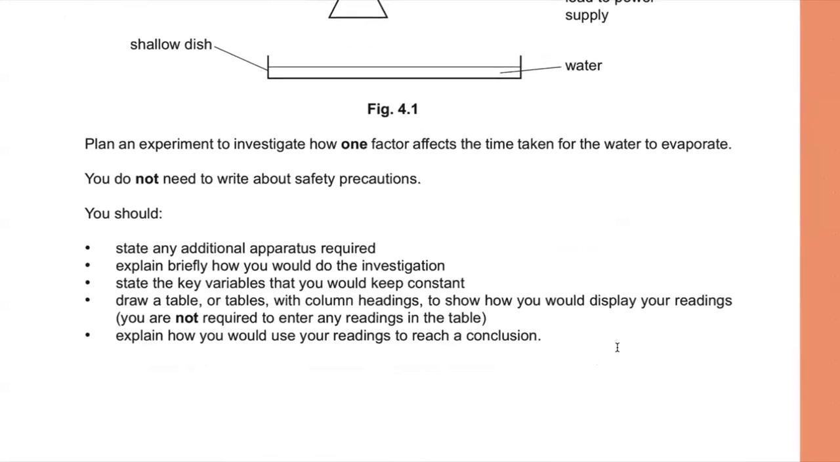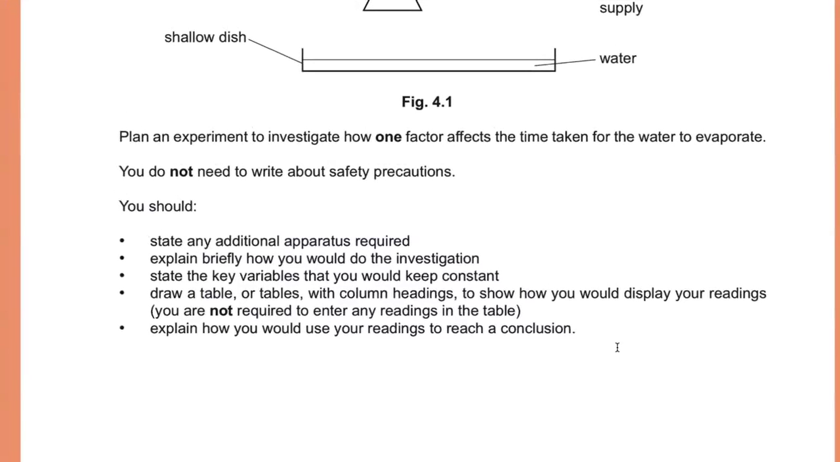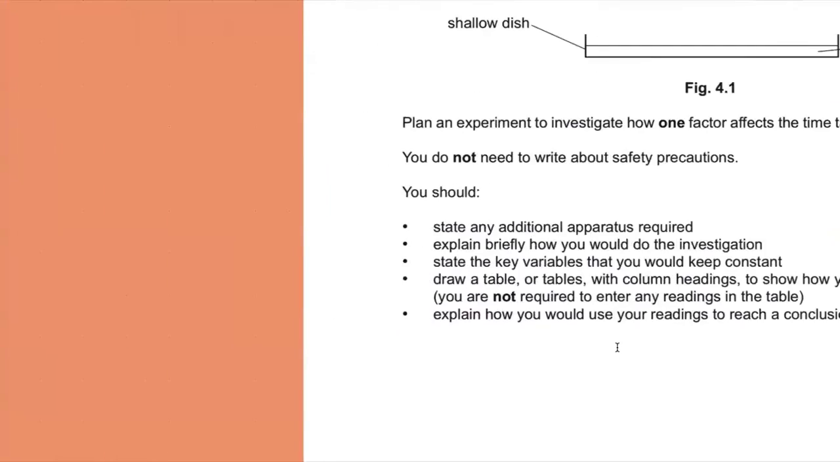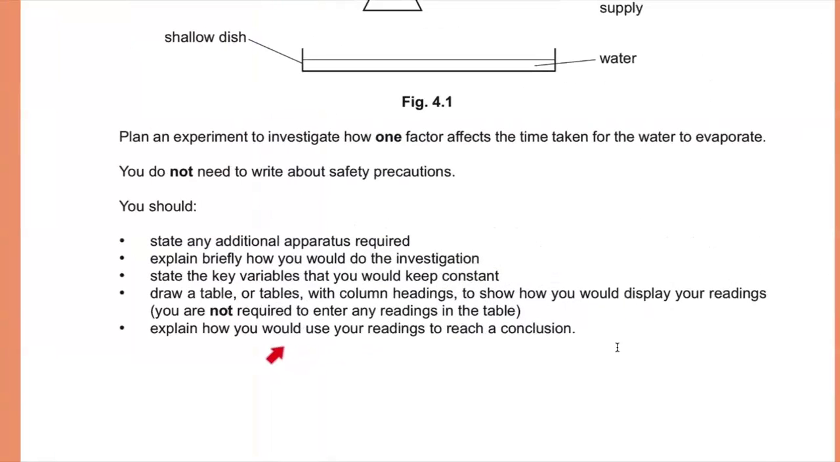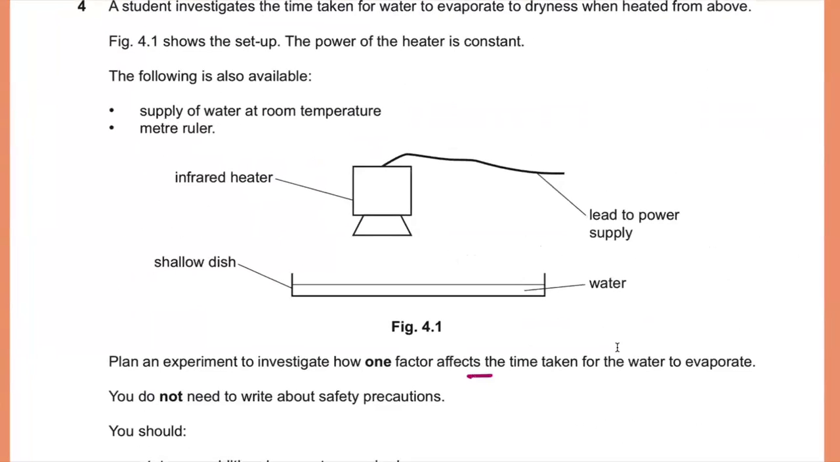You do not need to write about safety, state any additional apparatus required, explain briefly how you would do the investigation, state the key variables you would keep constant, draw a table of values, explain how you would use your readings to reach a conclusion. Again, first let's identify our independent, dependent, and control variables. Again, we have to observe how the time taken varies. So obviously we would need a stopwatch here, right?